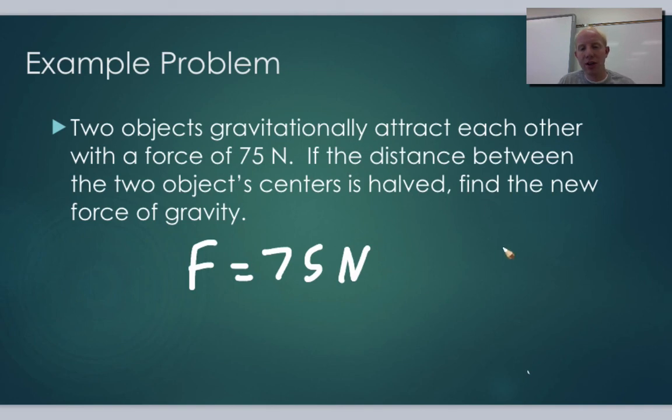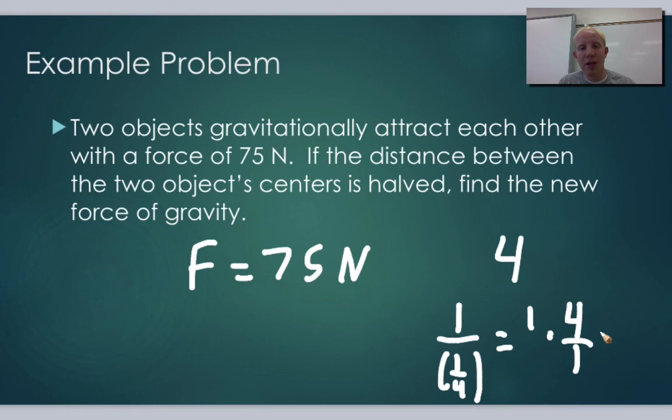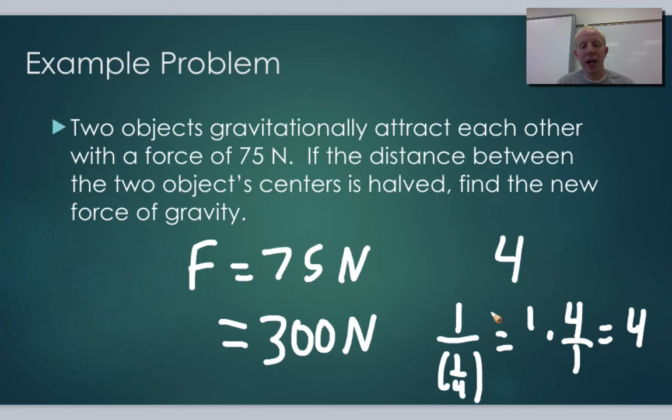So all that stuff on the right side became 4. Just to be clear, let me write that again really quick. 1 over 1/4 is the same as 1 times the inverse, or 4 over 1, which gives us 4. That means we just take whatever force we have, times it by 4, which gives us 300 newtons. So if I halve the distance, I get 4 times as much force between these two objects.